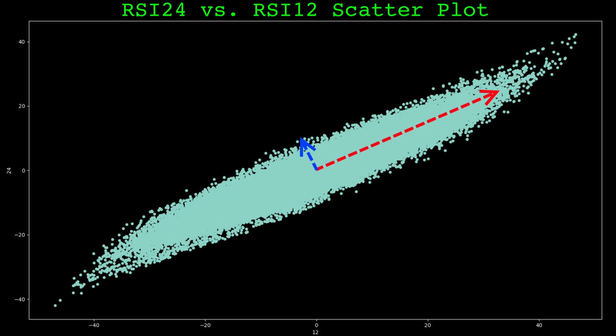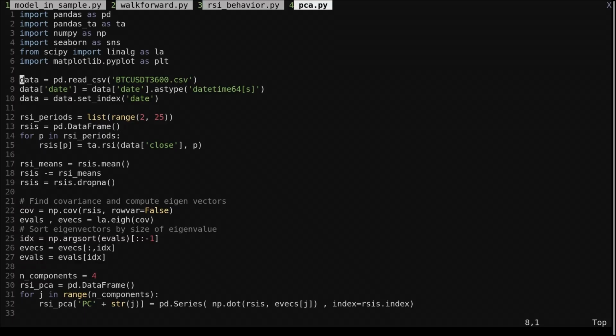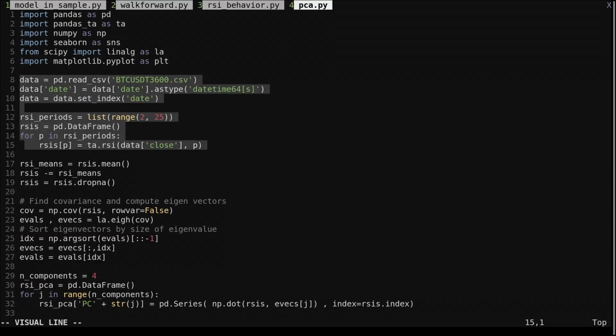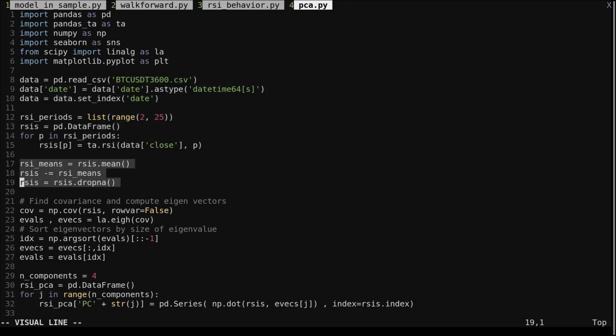Let's look at the code for principal component analysis. We're going to start with an in-sample example. We will perform the principal component analysis with a rolling window later. We load in the data from a CSV and compute our RSIs. We subtract the mean value from the RSIs. This centers all the RSIs at 0. We drop the NaN values.